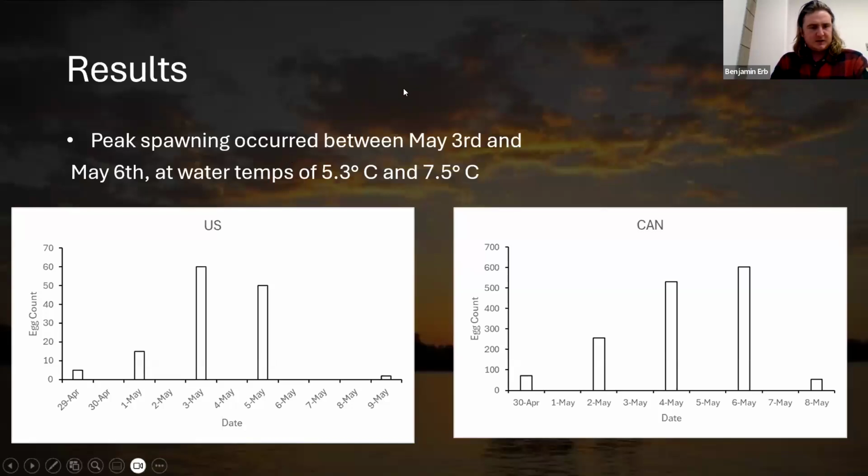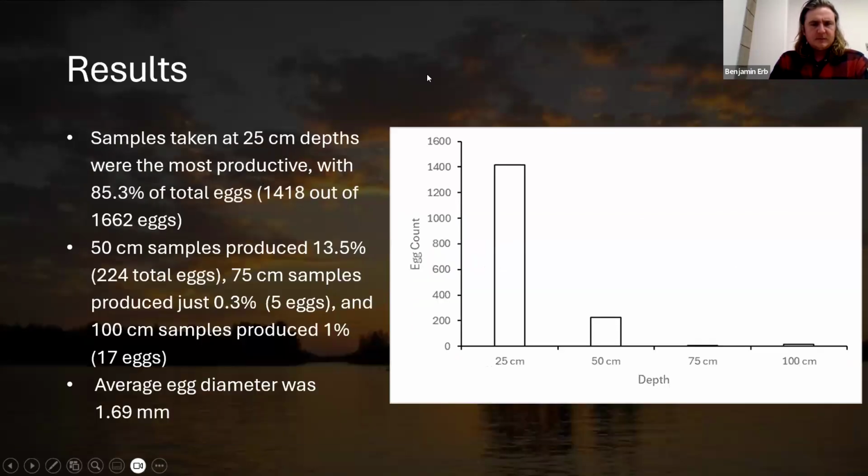And again, here's just showing US versus Canada, with the y-axis on Canada up to 700 and the y-axis with the US going up to 70. Depths. So like I mentioned earlier, we took samples at 25, 50, 75, and 100 centimeters of water. Far and away, the 25 centimeter depths produced the most eggs.